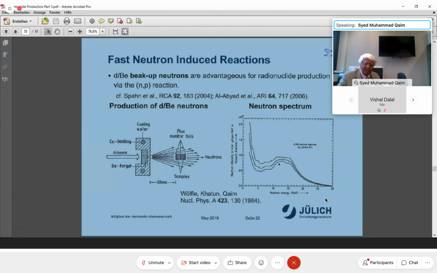And this maximum is at about 40 to 45% of the neutron energy. If you have 30 MeV here, this maximum comes at about 13 MeV. This type of neutrons are produced. They are very intense sources. You can use your sample, irradiate it, and if you irradiate it, you get your radioactive product.